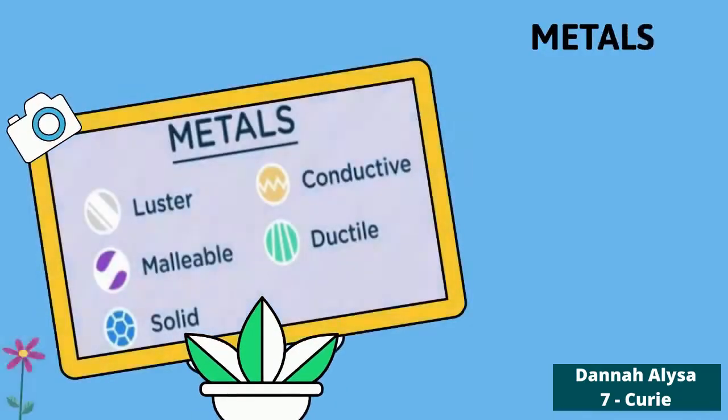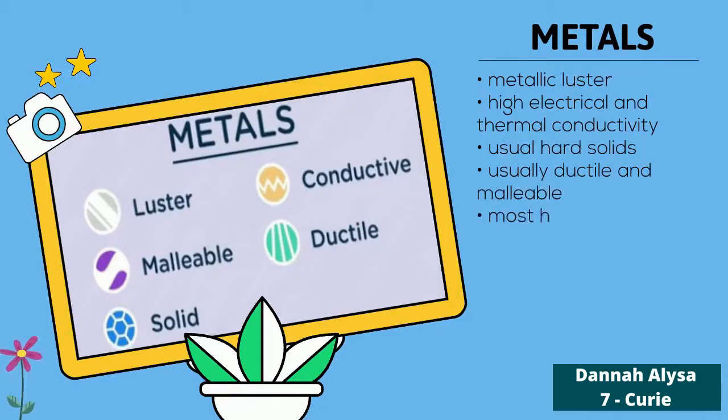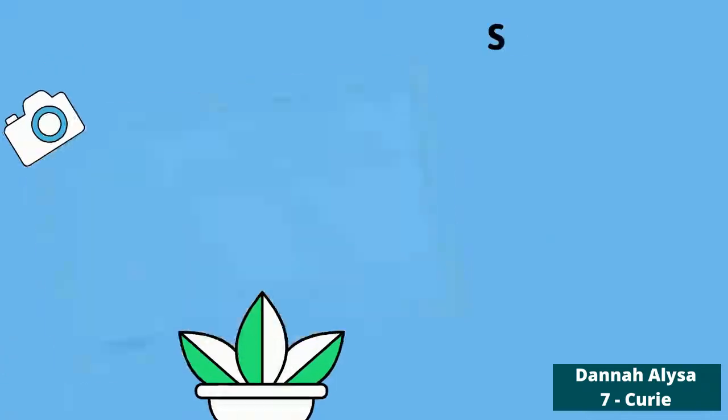Metals. The 2 rows of elements below the body of the periodic table are metals. Metal properties include metallic luster, high electrical and thermal conductivity, usually hard solids, and usually ductile and malleable.